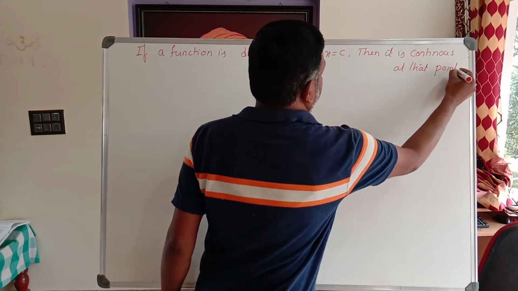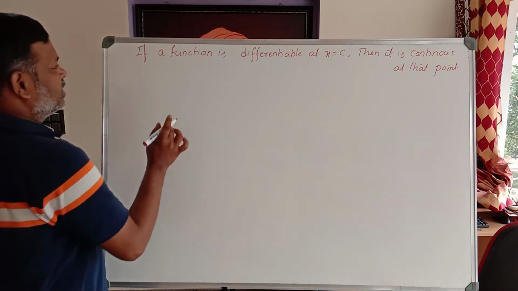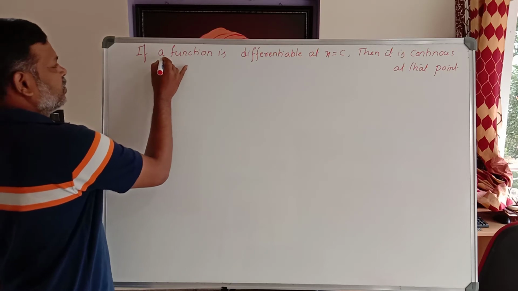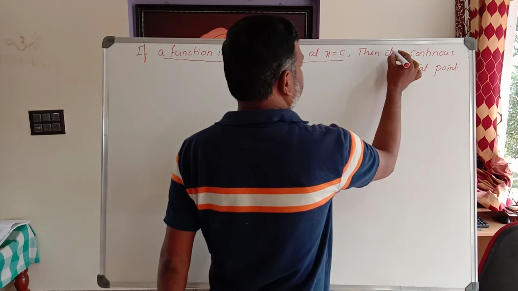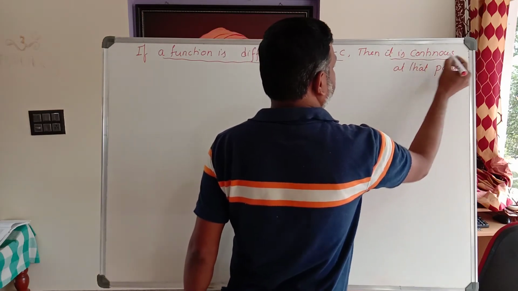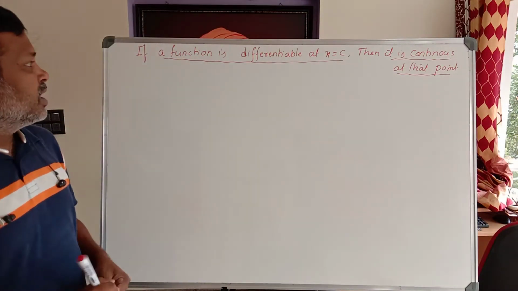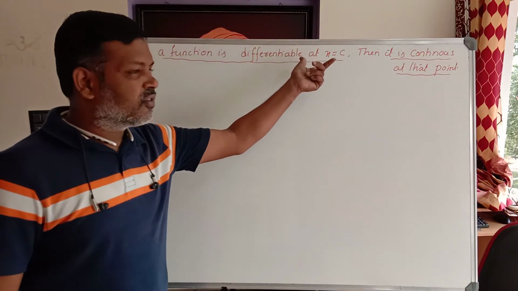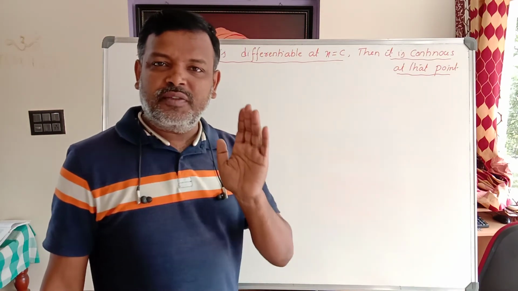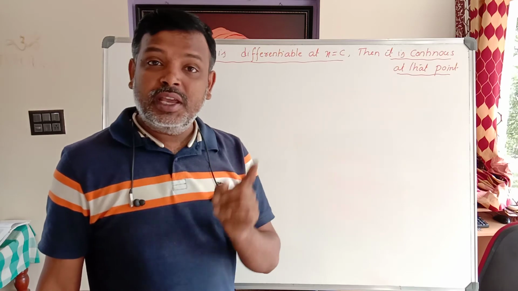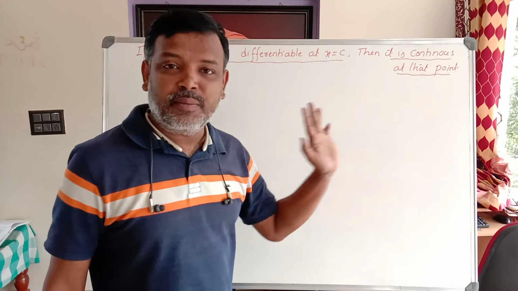It's very important and very simple. So what is that? If a function is differentiable at x is equal to c, then we wish to show that the same function is continuous at the same point. What does it mean? Every differentiable function is continuous. Suppose I consider a function, if that function is differentiable, then it is obviously continuous. This is the meaning of that.